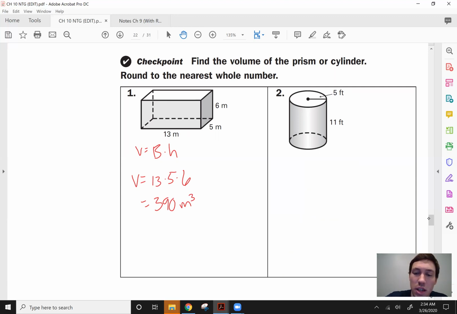Okay, on this one, again, it's volume equals area of the base times the height. Well, in this case, that's pi r squared times height. So volume equals pi times the radius, in this case, which is 5 squared, times the height, which is 11. And when I plug that all in, I get 864 cubic feet.